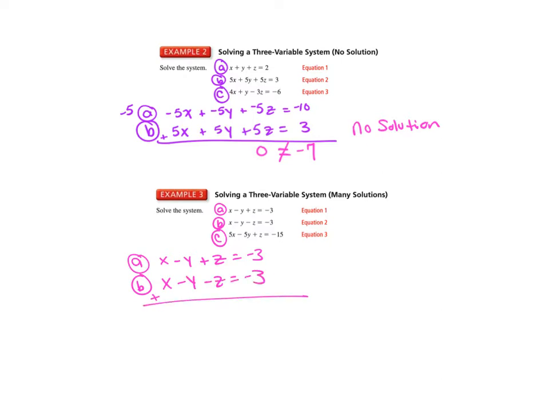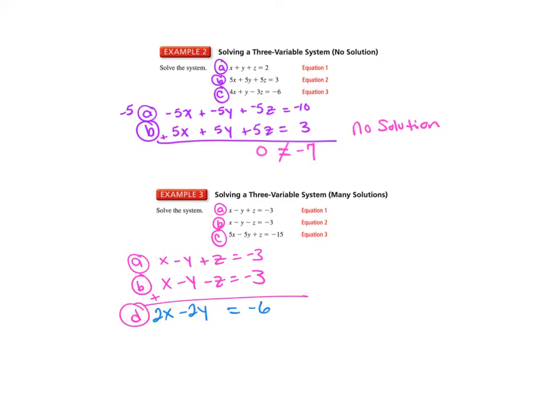X plus x is 2x. -y plus -y is -2y. Z plus -z is 0. And -3 plus -3 is -6. We're going to call that equation D, because that's my next letter.